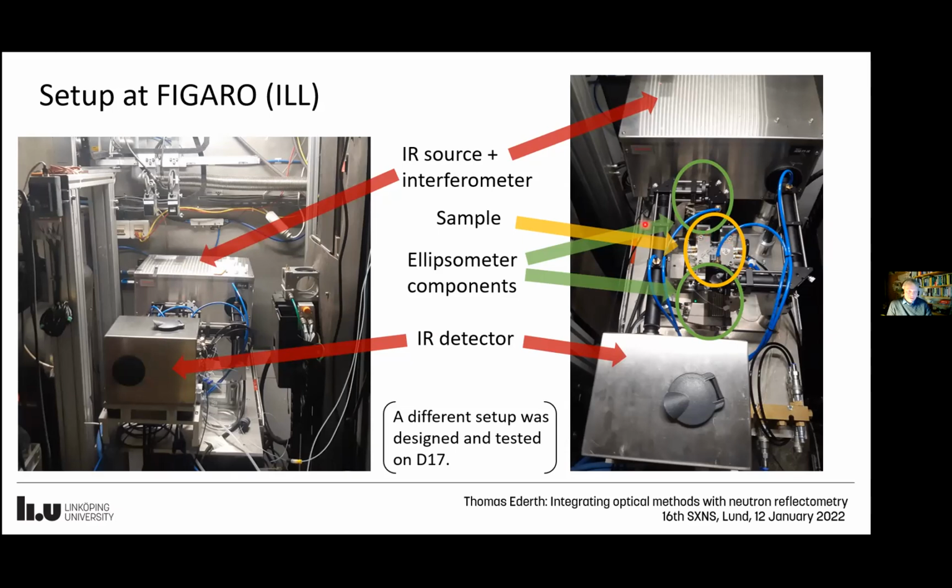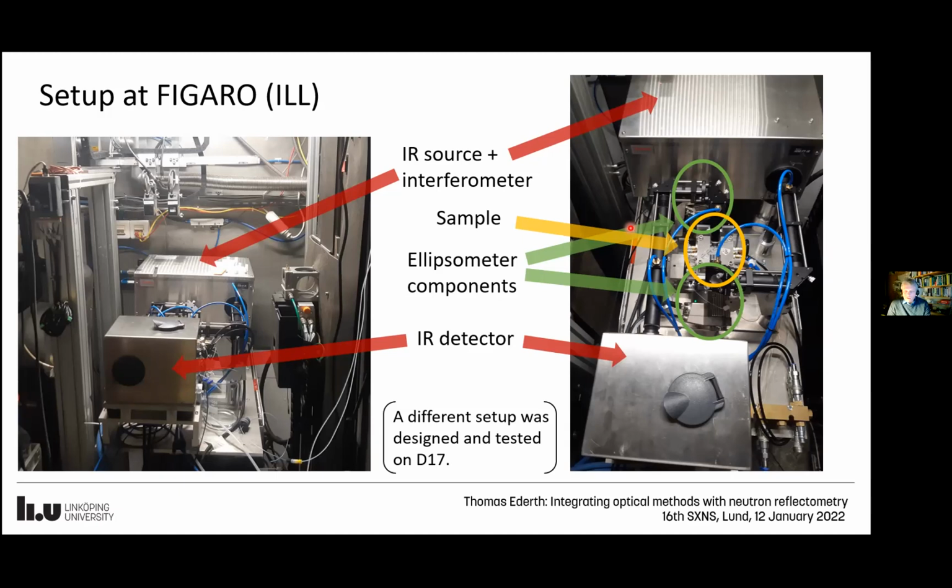But this was set up at Figaro. We had a setup at D17 also. One is a horizontal and one is a vertical reflectometer. So the setups will be slightly different, but that was part of the idea, that it should be flexible and possible to use at different beamlines.